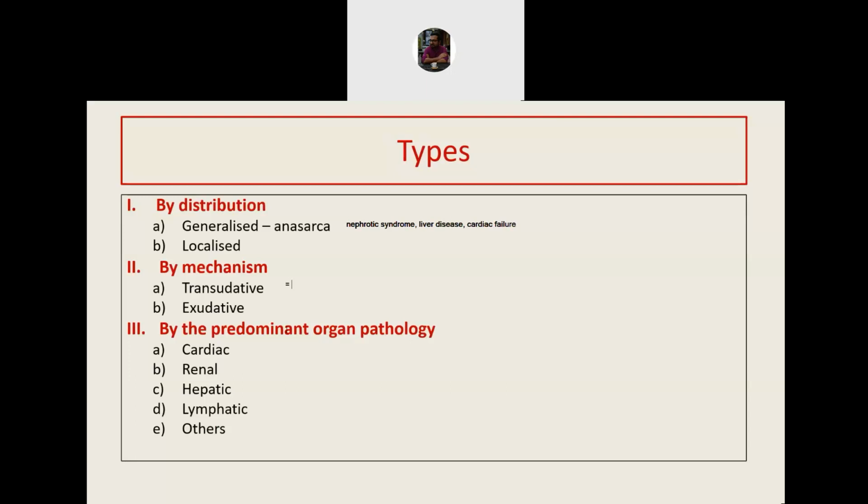Transudative edema means that it is caused by either increased hydrostatic pressure or decreased colloidal osmotic pressure. That is by alteration of the Starling's forces. Exudative edema means the pores in the blood vessel have become large. So there is increased vascular permeability. Any infection or inflammation will cause increased vascular permeability, and that causes exudative edema. Examples are pleuritis, pericarditis, peritonitis. These are all examples of exudative edema.